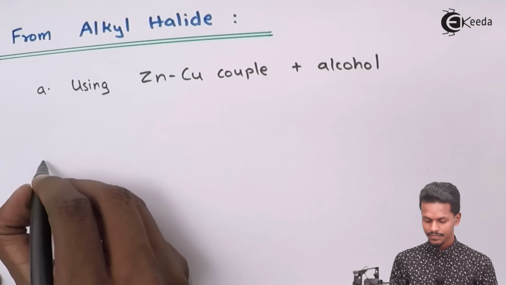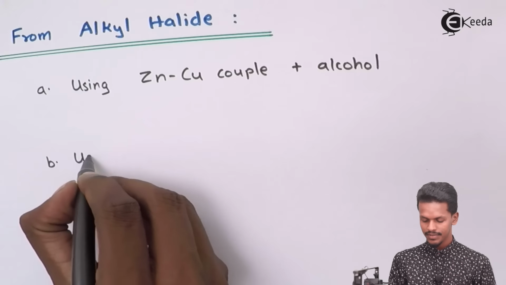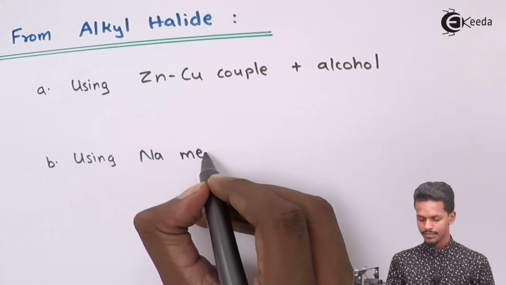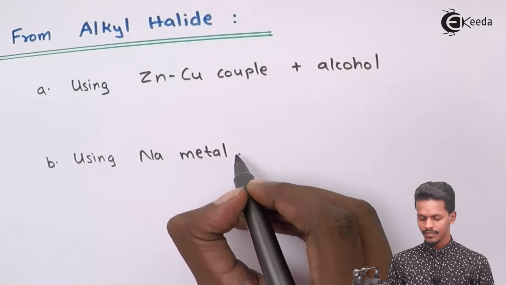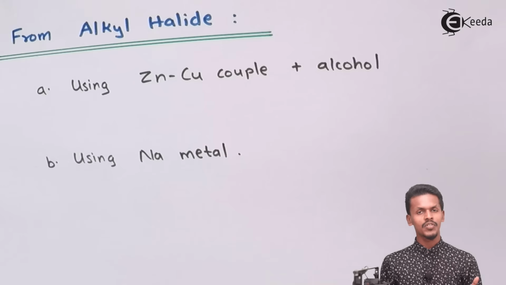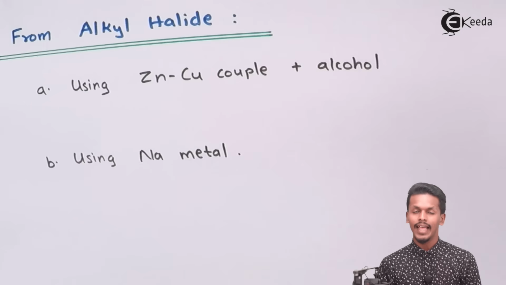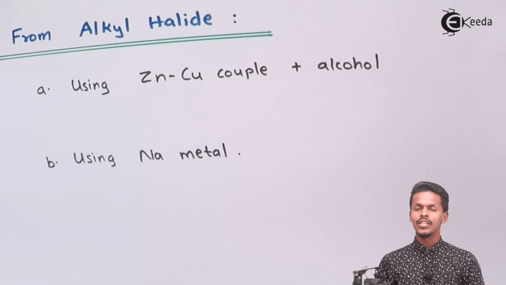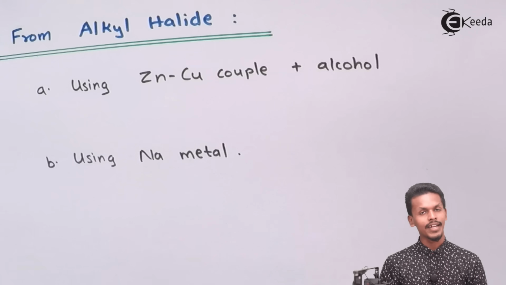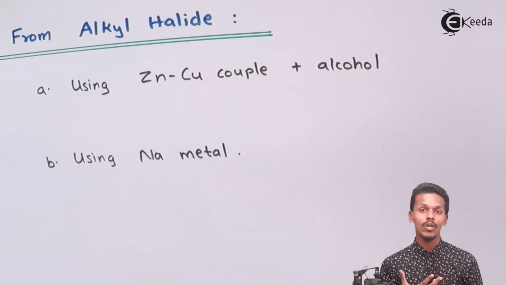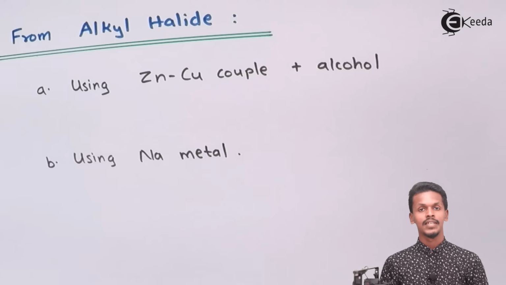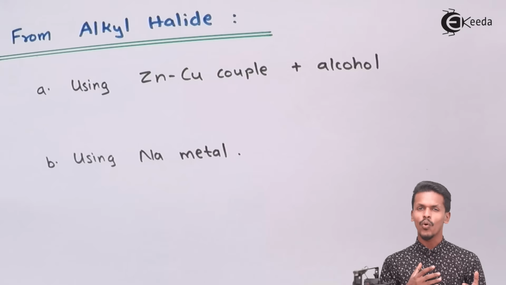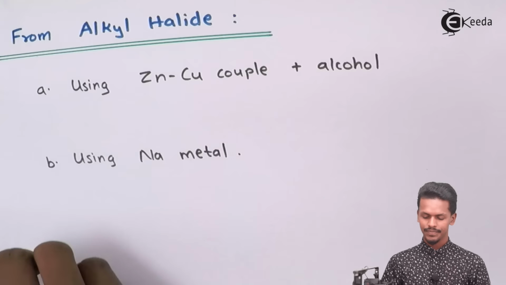So this is the first method by which we could convert an alkyl halide to an alkane, while the other one is using sodium metal. So these are the two methods by which we could convert an alkyl halide to an alkane. Talking about the first one, using zinc and copper couple, this involves the reduction of the alkyl halide, where we are using not the hydrogen molecule in the gaseous phase, but the nascent phase of hydrogen atoms.